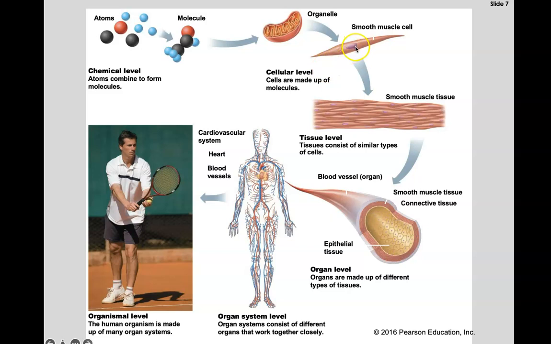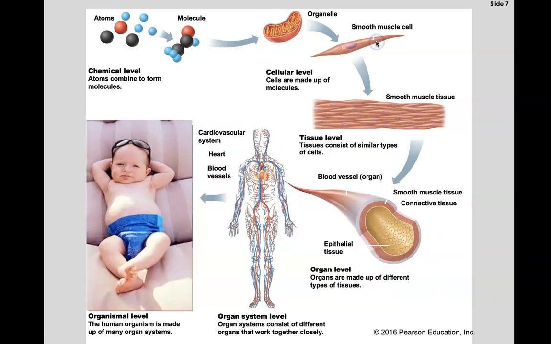So for example, a smooth muscle cell is going to have a nucleus. It's going to have mitochondria inside here. It's going to have endoplasmic reticulum. So again, those cells will have different organelles.